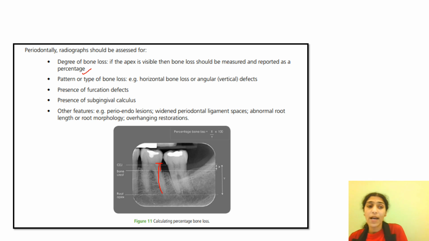Okay, usually we estimate the percentage of bone loss in the worst tooth in order to give the diagnosis or the grading of the patient as per the new classification, whether it is grade A, B or C. Okay, so the pattern or type of bone loss, whether it is horizontal or angular bony defects, presence of furcation, subgingival calculus, and other features like widened periodontal spaces, abnormal root length, morphology, curvatures, overhangs, perio-endo lesions, a lot more information we can assess using the radiographs.